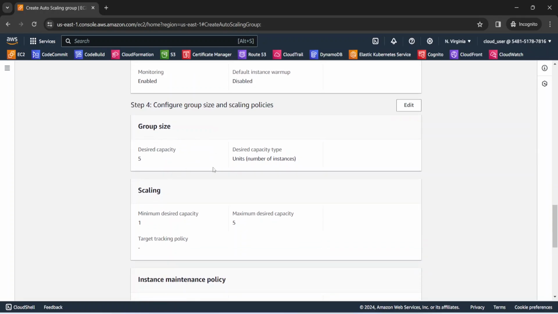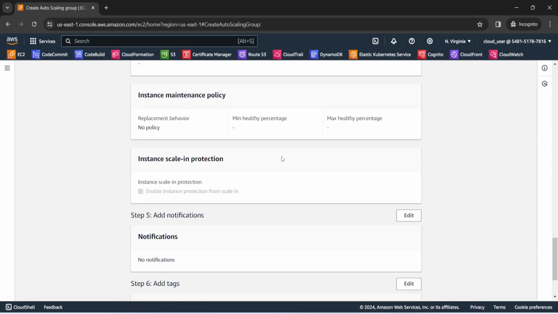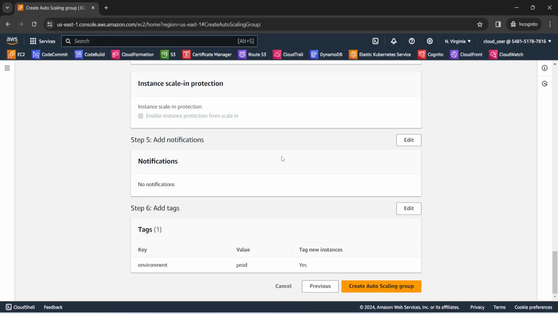So desired capacity is 5 for us. The minimum is 1, meaning one EC2 instance should be there at minimum, and 5 is the maximum. There is no maintenance policy. And next we have added the tag. So we'll go ahead and create the auto scaling group.